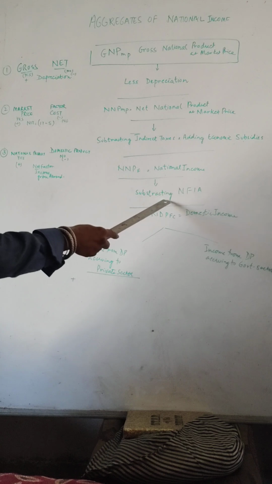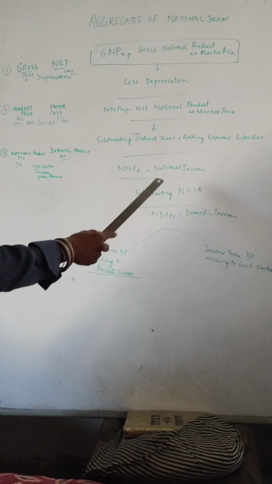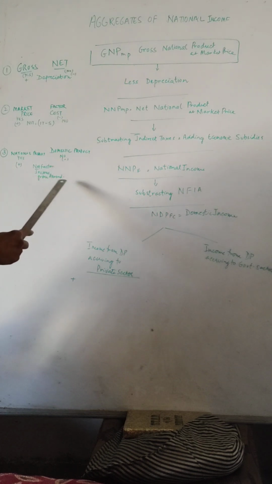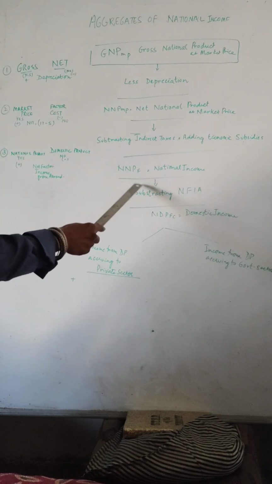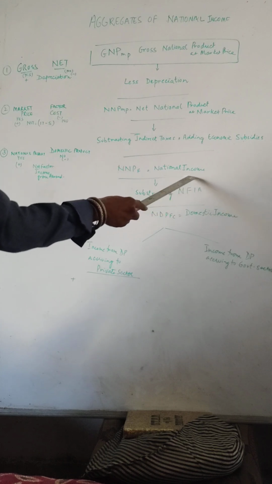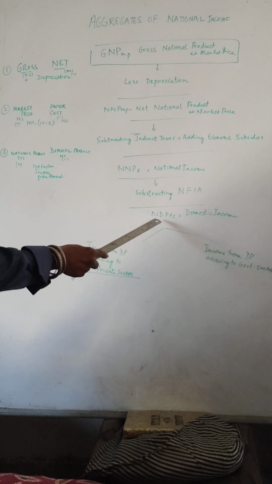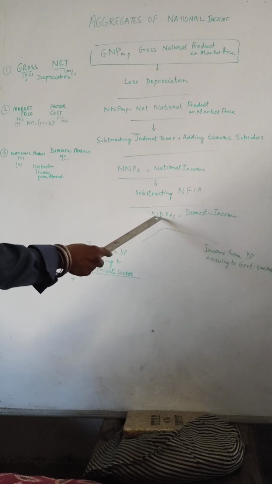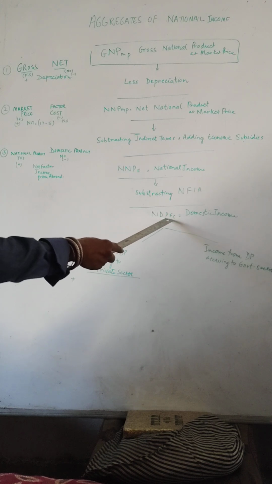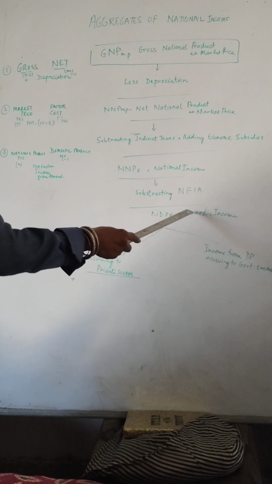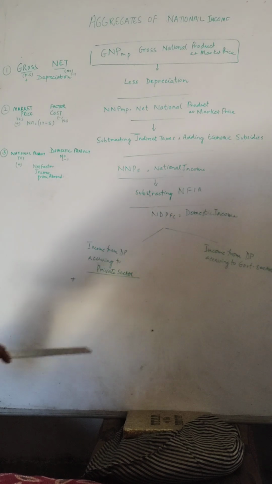And from there, if you subtract net factor income from abroad, if you take out net factor income from abroad from the national product, what do you get? Net domestic product at factor cost. So what do you get? NDPFC. So N is what? Net. DP is domestic product at factor cost. So domestic product does not have net factor income from abroad. So in other words, this is known as domestic income.